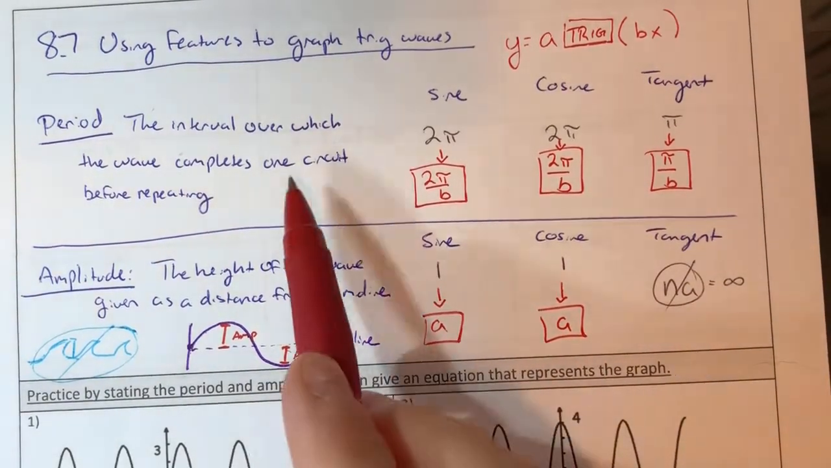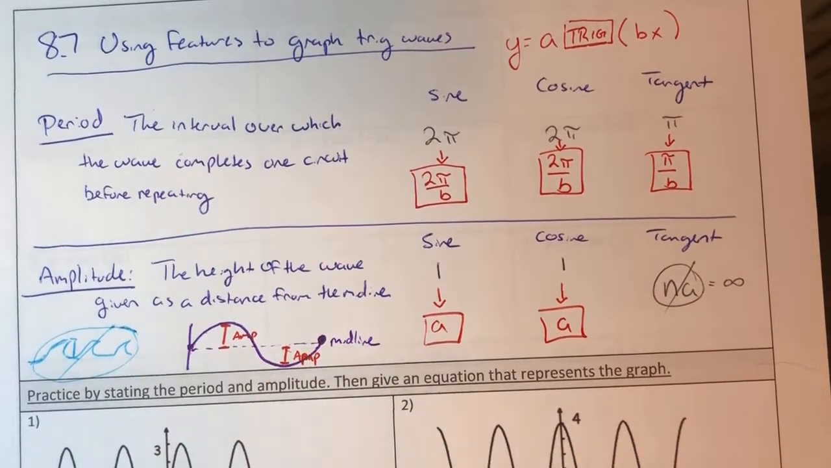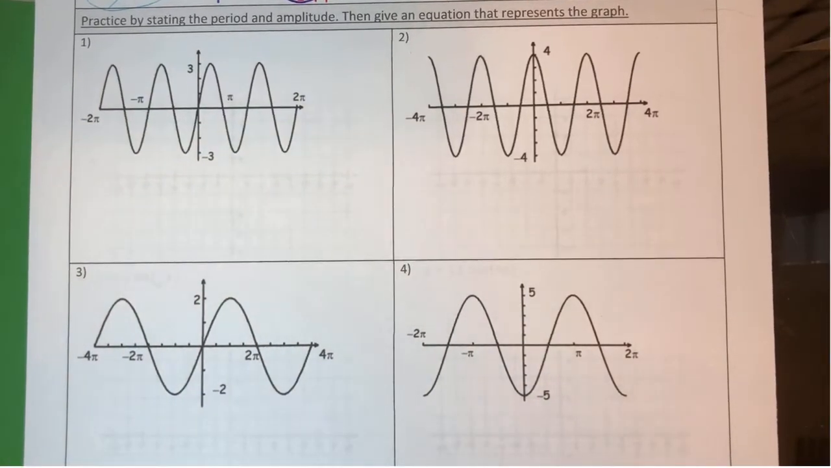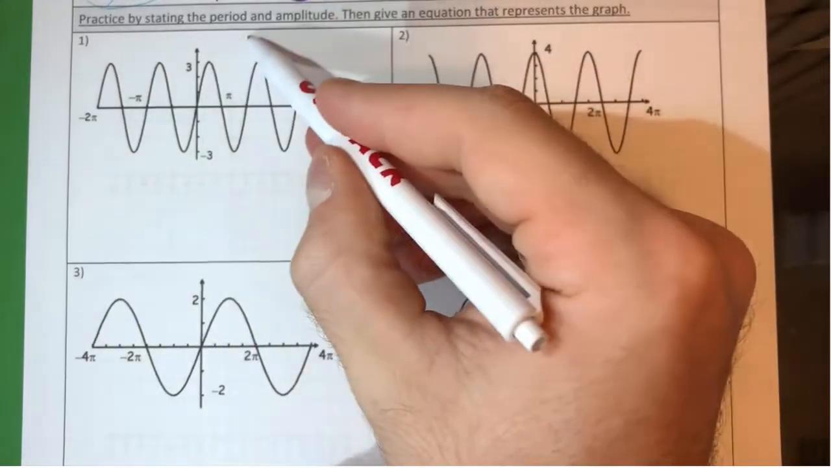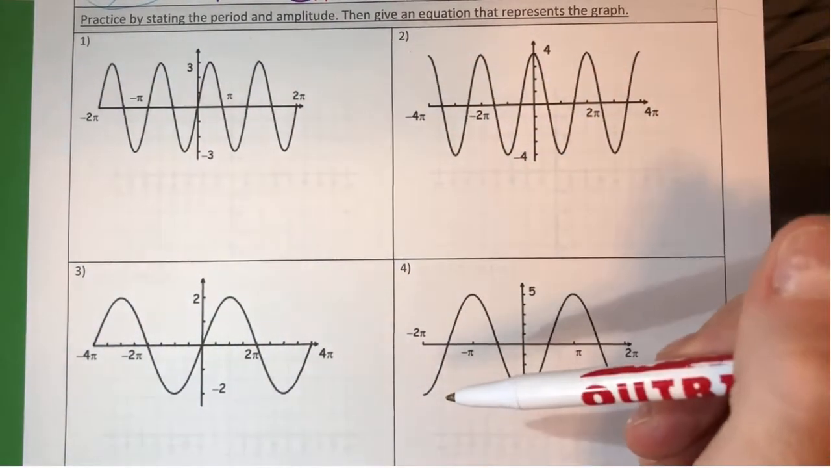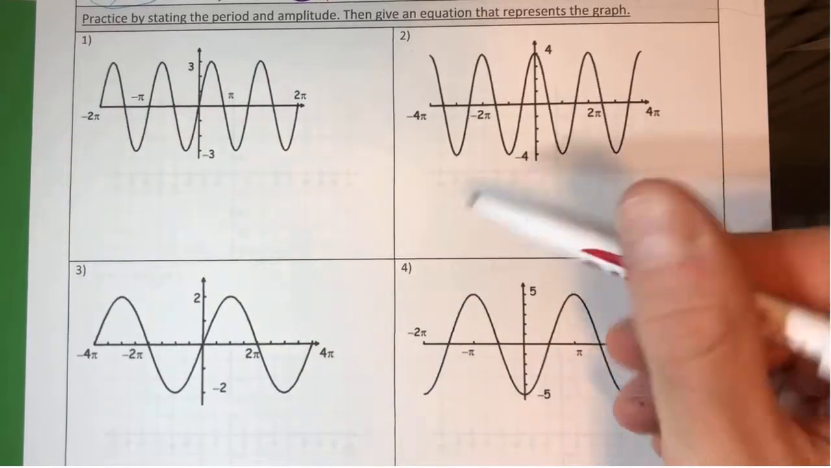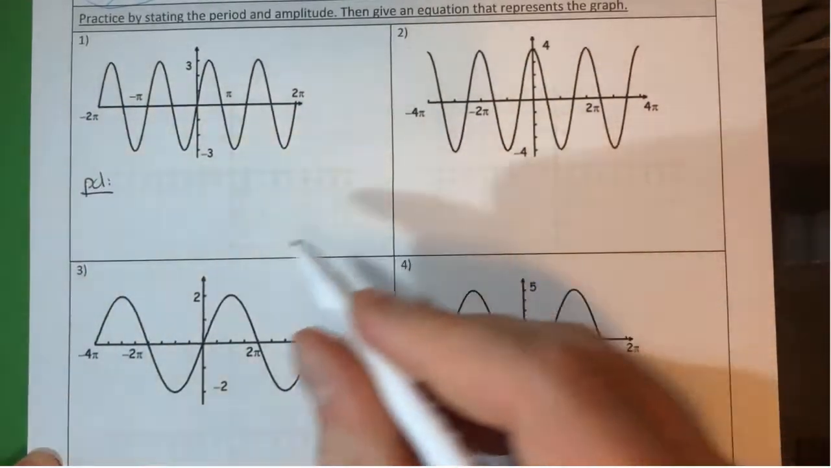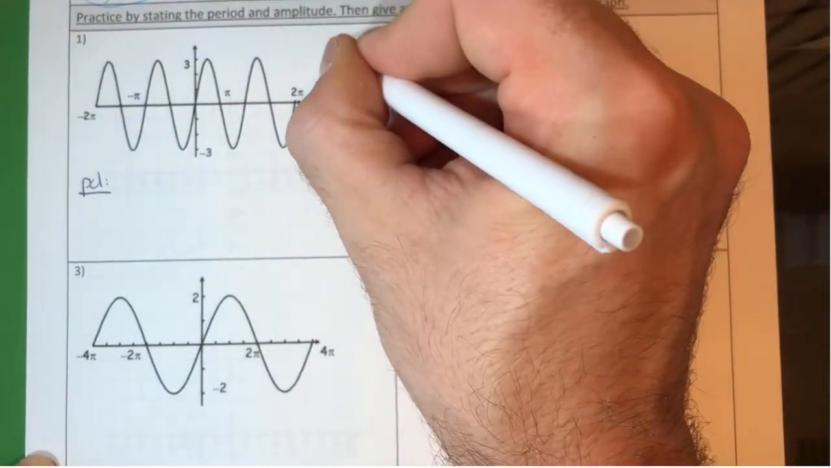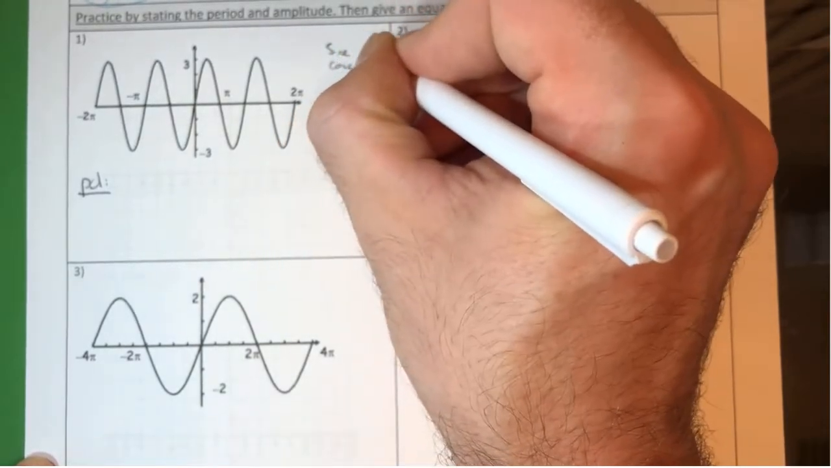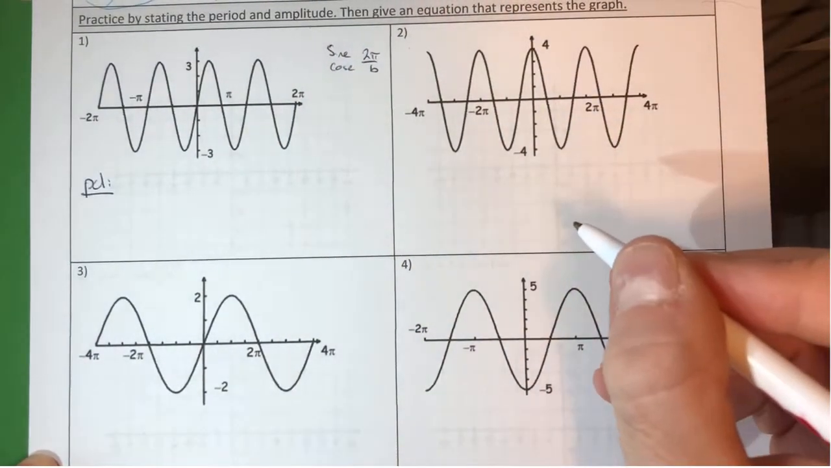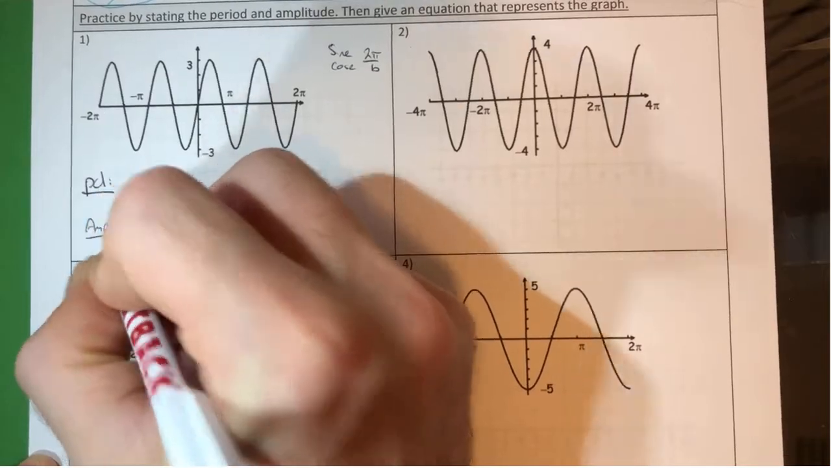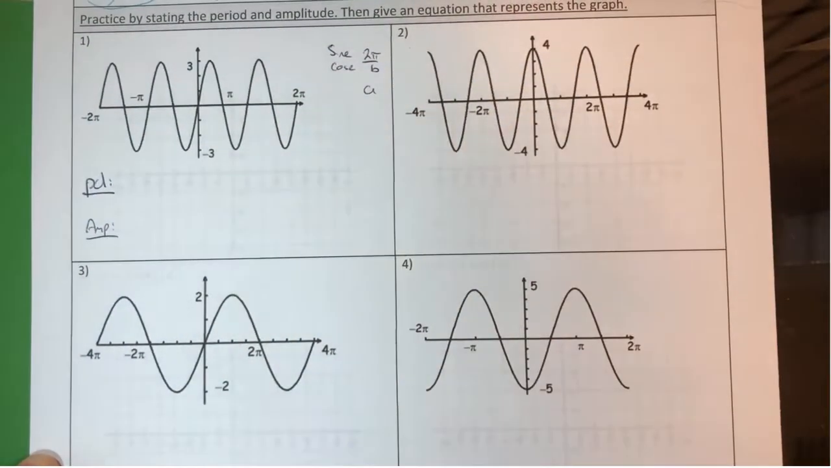And so knowing what a period is and what an amplitude is, let's go ahead and label them on some of these graphs. Okay, so for this part of the worksheet, we're going to be stating the amplitude and the period and giving the equation that represents this graph. So visually is how we attack this first. Now, with the period, for sine or cosine, it's going to be 2 pi over the b value. And because we're not dealing with tangents, that's all we're going to be worrying about. For the amplitude, we're just going to be dealing with the a value. So let's take a look.